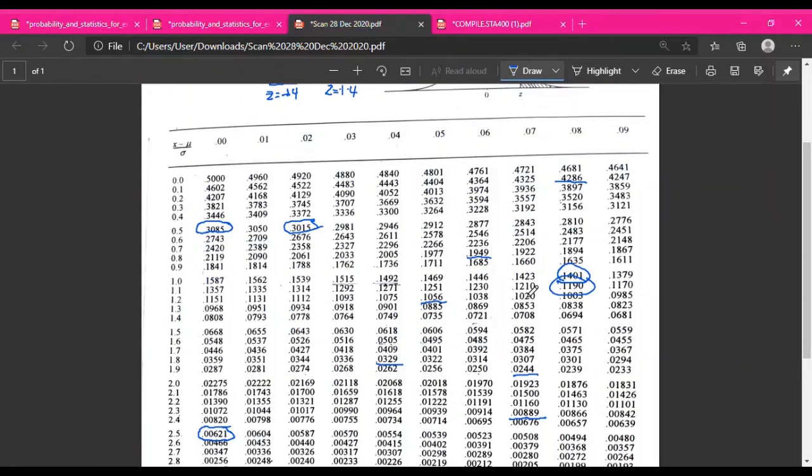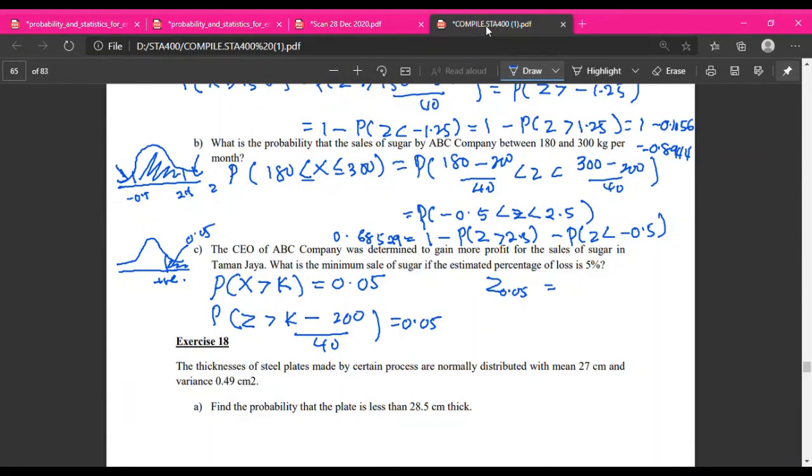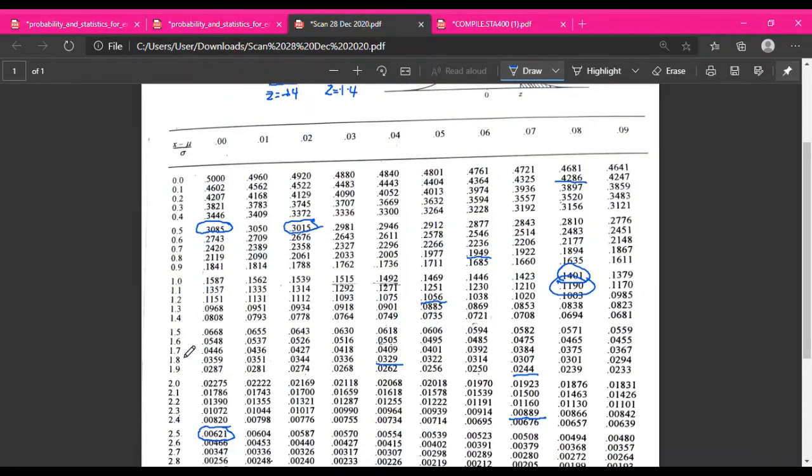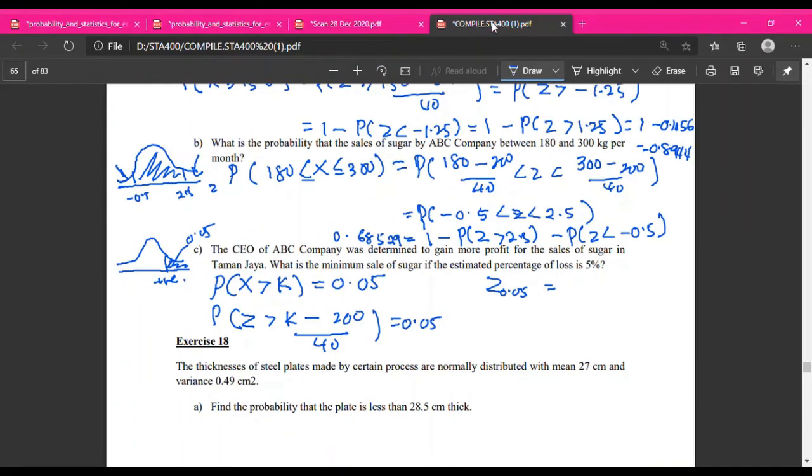Okay, so Z 0.05, positive value. So, cari 0.05 dalam nilai probability. Okay, di sini, di antara 0.645. Di antara tu. Positive 1.645. So it will be K minus 200 divide 40 equal to positive 1.645. So nilai K actually adalah 1.645 multiply 40 plus 200.